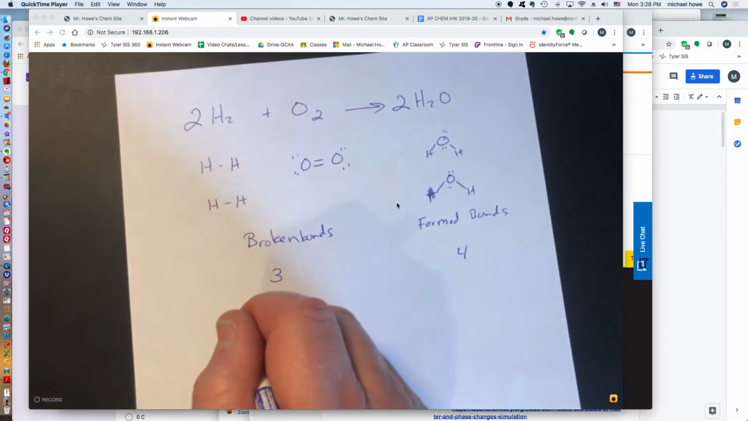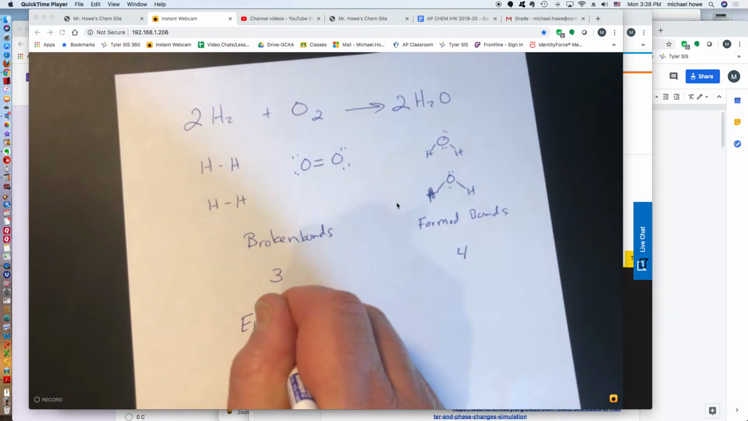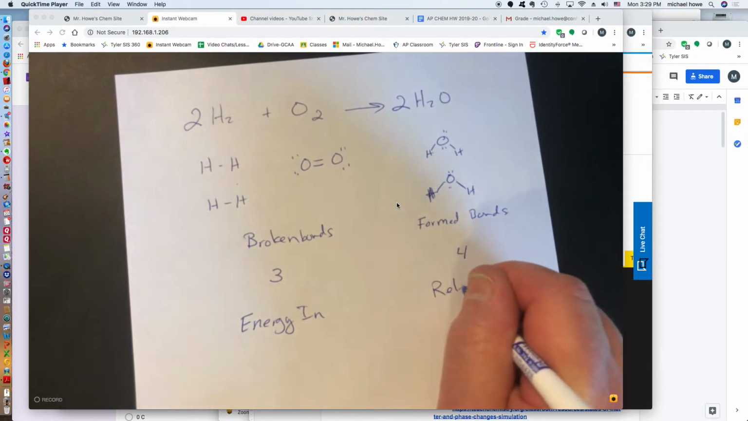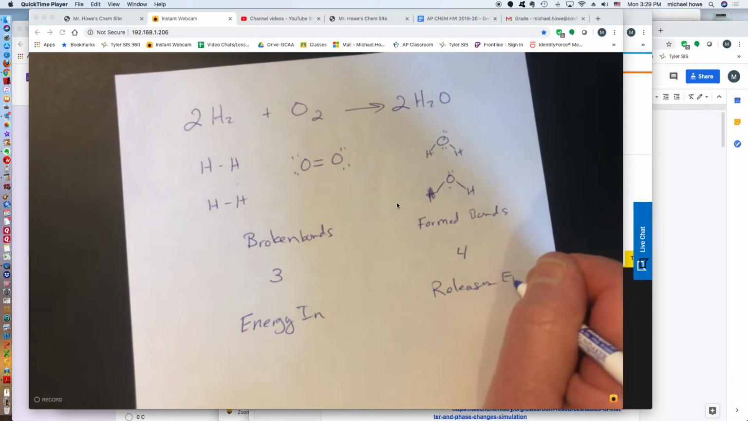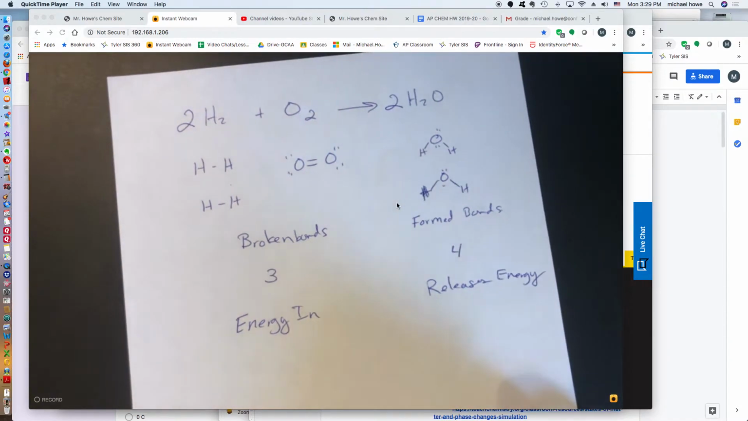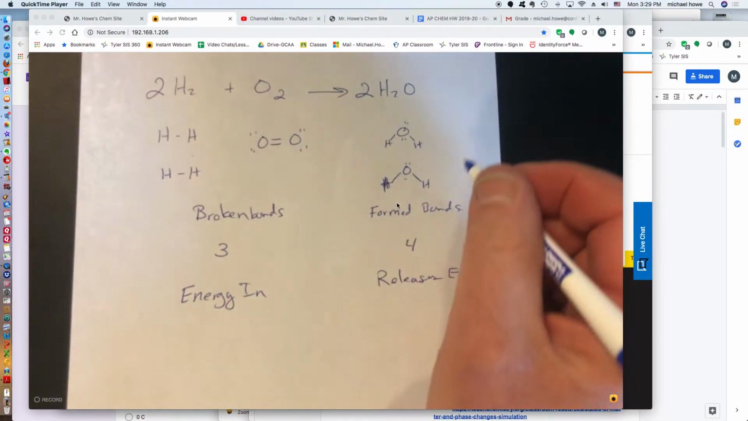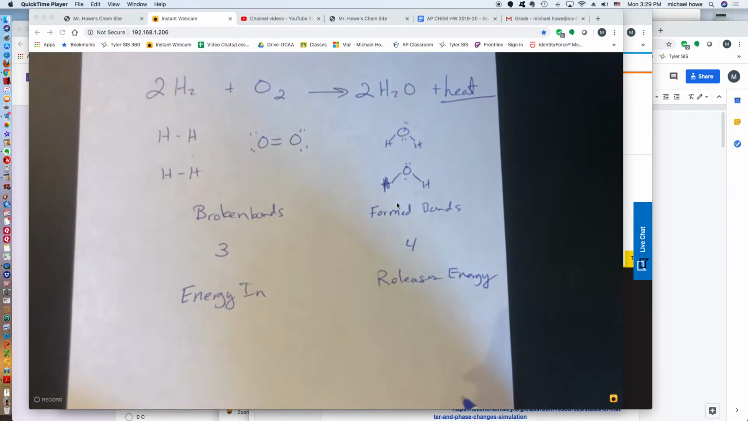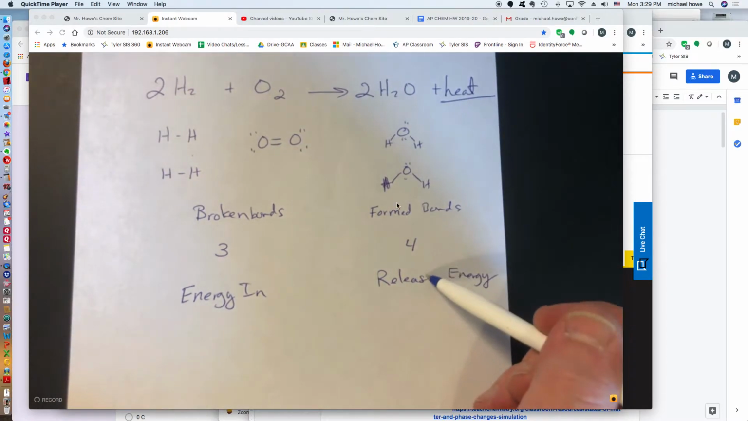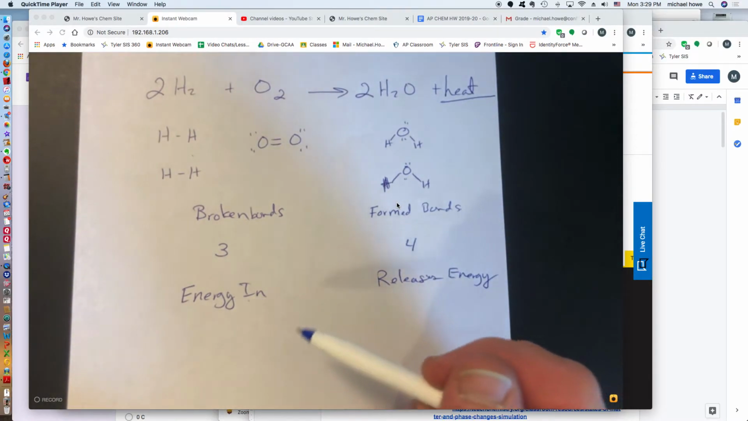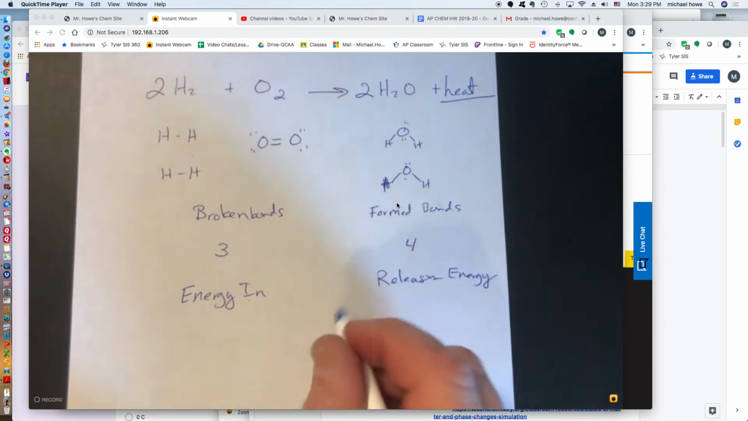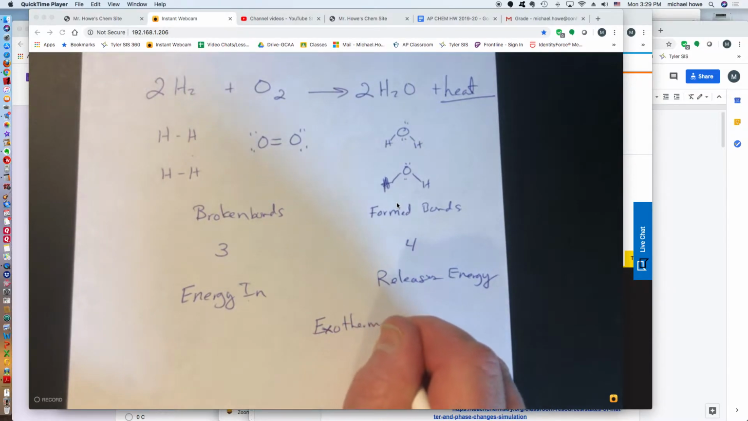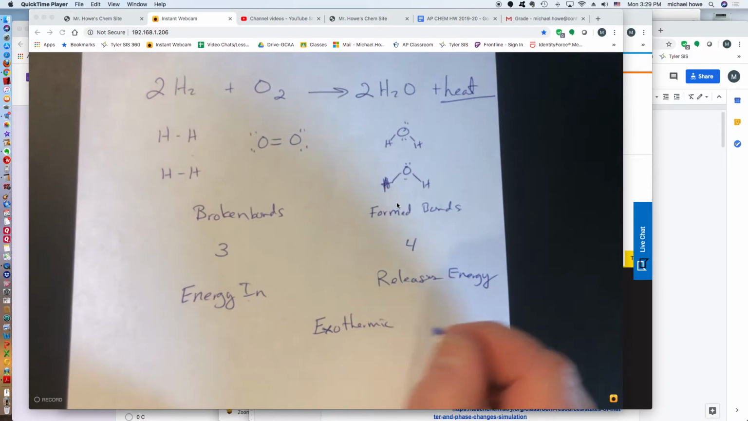Okay, breaking bonds requires energy. Forming bonds releases energy. So in this reaction, do you remember that there was a big explosion? It went boom. So there was more energy that came out than we put in. If you have more energy out than in, we call that an exothermic reaction. Exothermic. Energy goes out. There's a net release of energy.